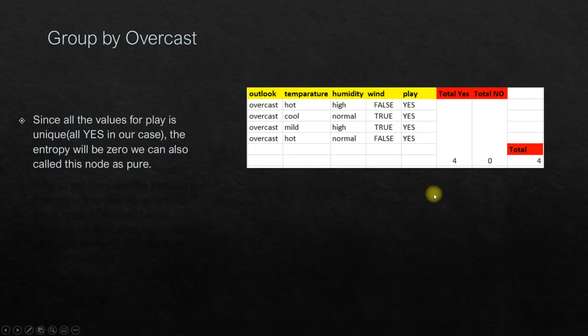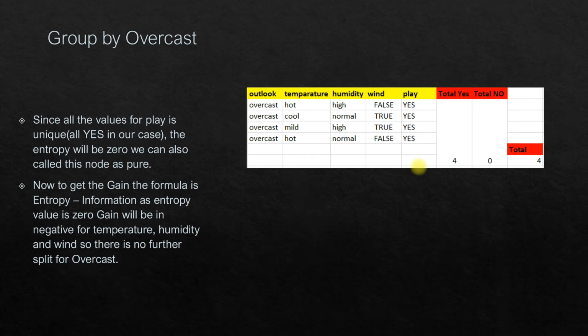If you see, we have all the values as yes. This means that when it is overcast, irrespective of temperature, humidity, wind, whatever it is, the players will play. If you remember when we talked about measure of impurity, when all the values are the same class, we call the node pure, or homogeneous, and the entropy will be zero in this case.